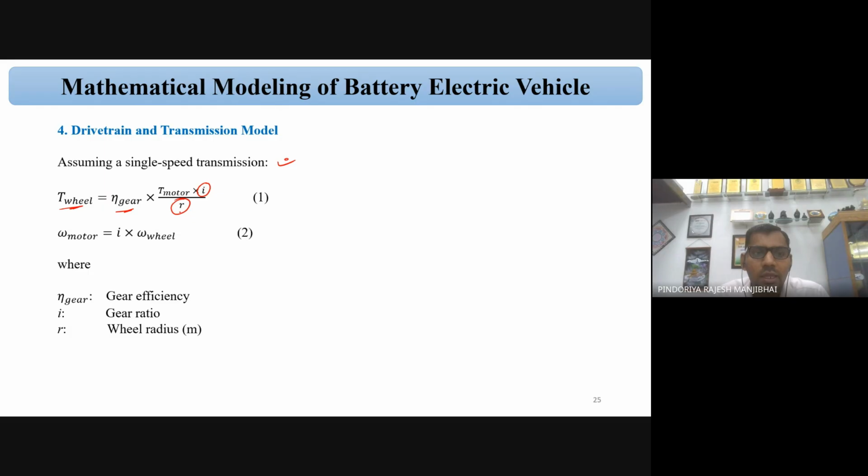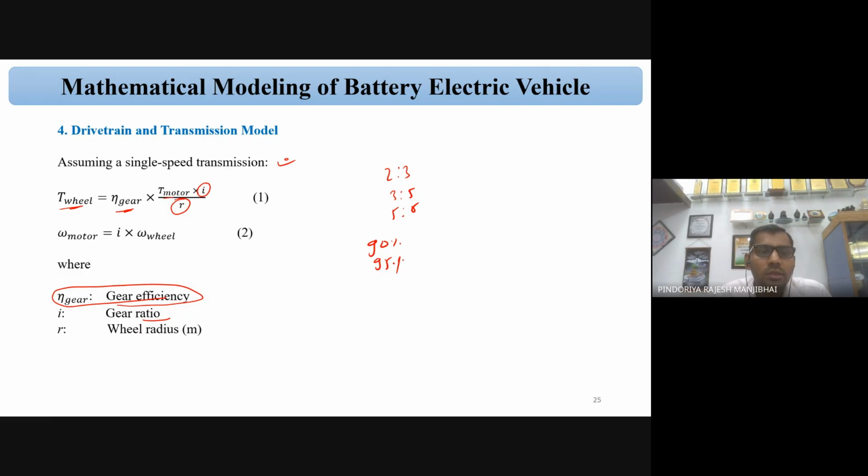So what is the i? i is nothing but the gear ratio. Maybe 2 to 3, maybe 3 to 5, maybe 5 to 6. So what is a gear ratio? Correct, that is your i. Eta gear is the gear efficiency. So what is a gear efficiency? Maybe 90%, maybe 95%.